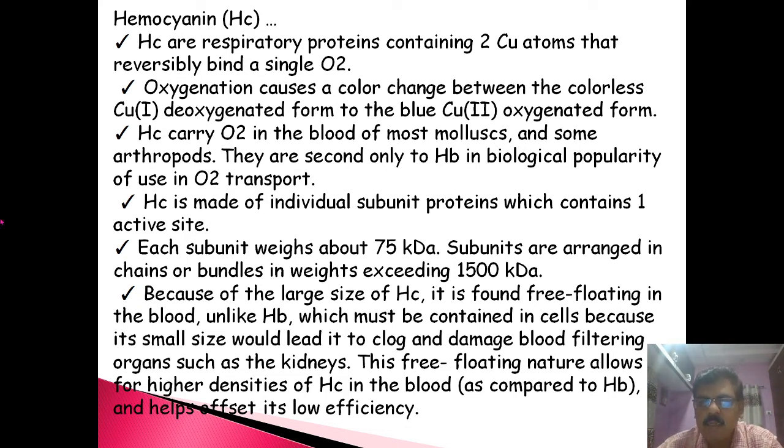Hemocyanin is made of individual subunit proteins, each containing one active site, and each subunit weighs about 75 kilodalton. The subunits are arranged in chains or bundles with weights exceeding 1500 kilodalton. Because of the large size of hemocyanin, it is found free floating in the blood, unlike hemoglobin, which must be contained in the cell because its small size would lead it to clog and damage blood filtering organs such as kidneys. This free-floating nature allows for higher densities of hemocyanin in the blood as compared to hemoglobin, and its low efficiency is offset by this.